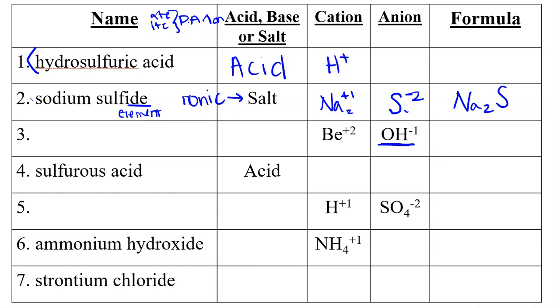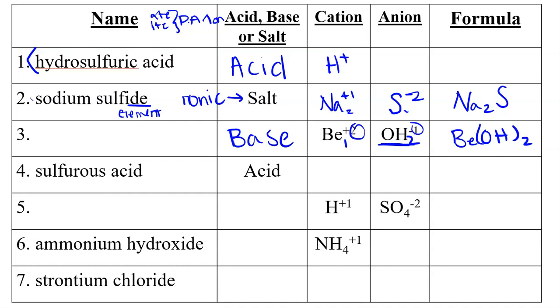All right, next one, we have BeOH. You see that OH there? That means that I produce a hydroxide. So this is going to be a base. Okay, let's go ahead and crisscross these. That 1 comes down here. That 2 comes down here. So it's going to be Be(OH)2.